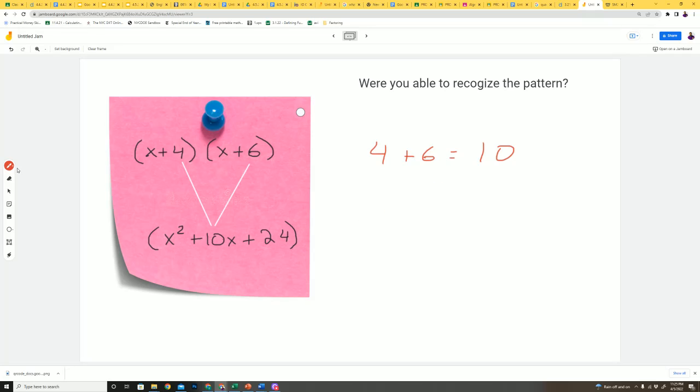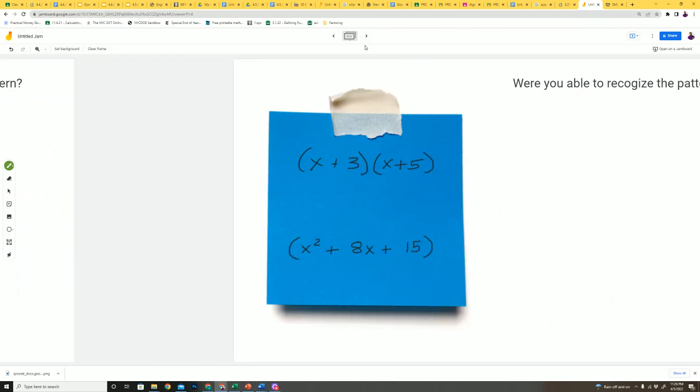Now what's the relationship between the 4 and the 6 when it comes to 24? Well, I know that 4 times 6 will give us 24. So the relationship is that for this term here, they were added together. For this term here, they multiplied. Let's go to the next one.